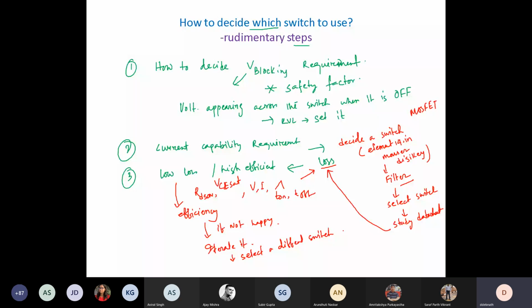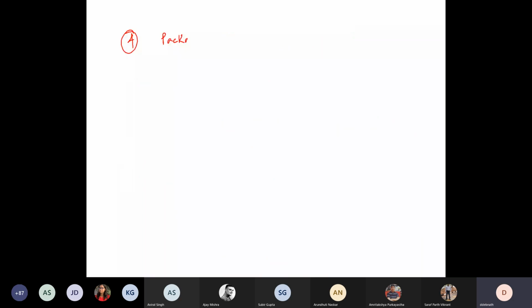There are some other points also. So once you've done it, you'd like to study the package of the device. What is package? You know, when you look at any switching device, it will look something like this. This is one of the most popular kinds of packaging. Then there are different others. This is a through hole mount. Then another category will be SMD, surface mount device.